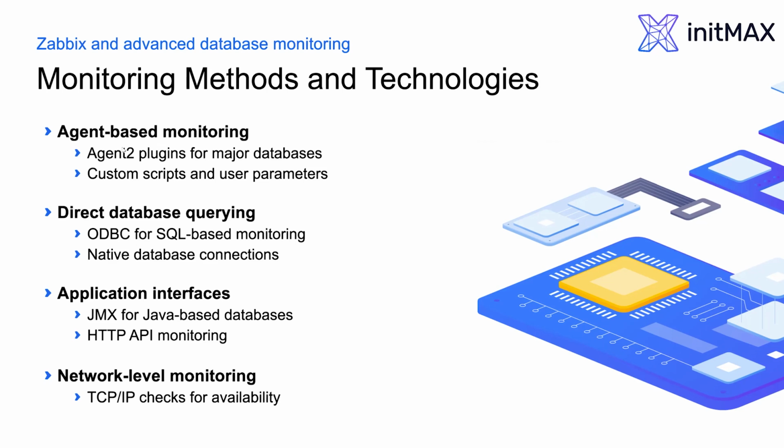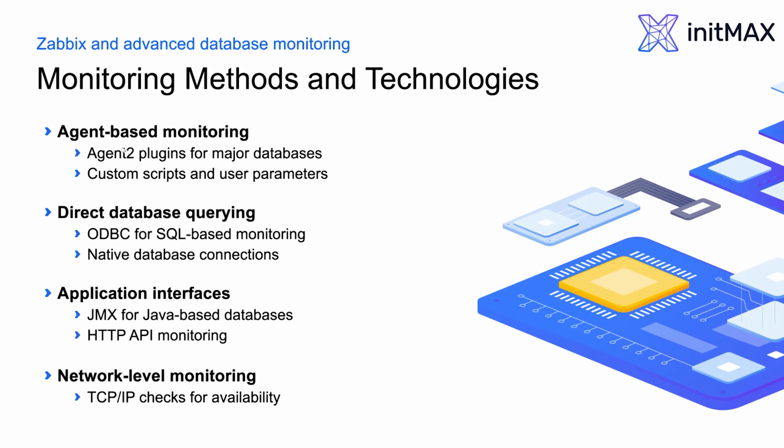Application interfaces, like we can use JMX for Java-based databases and HTTP API monitoring as well to receive usually some sort of the payload in JSON data, which is going to give us health and performance metrics about the database engine itself. Then we can process and analyze that with the triggers.